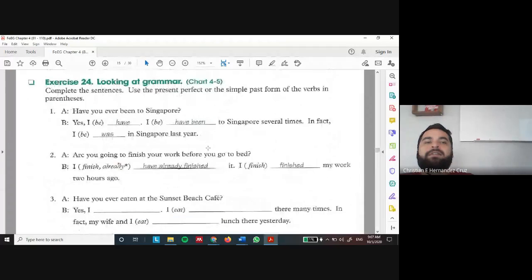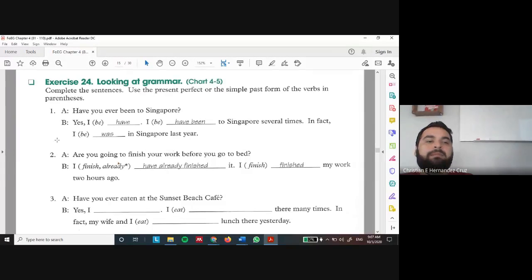Okay, let's go to exercise 24. Let's complete these sentences. Use the present perfect or the simple past form of the verbs in parentheses. So we're going to use either present perfect or simple past. 1. Have you ever been to Singapore? Yes, I have. I have been to Singapore several times. In fact, I was in Singapore last year.